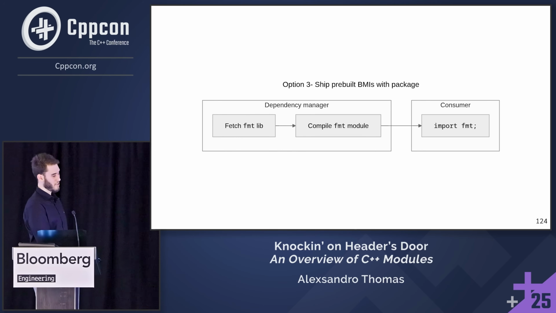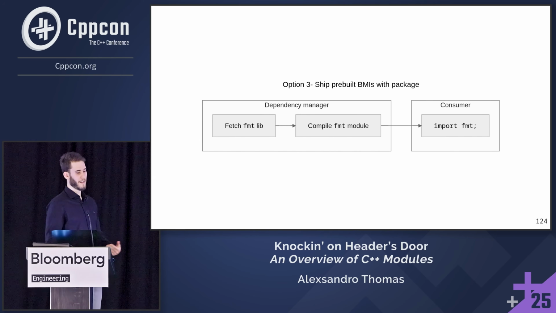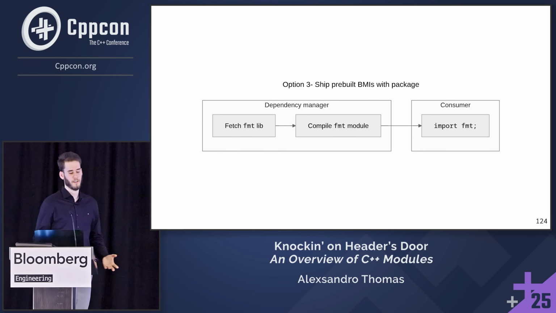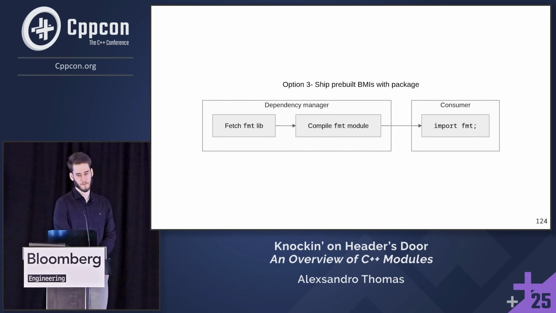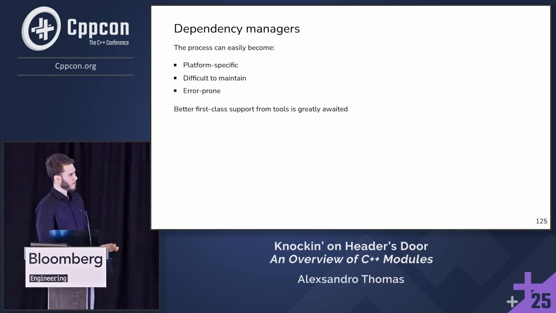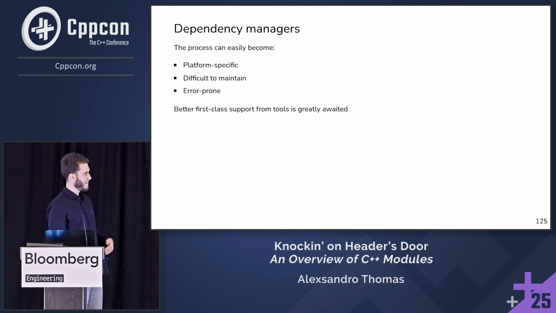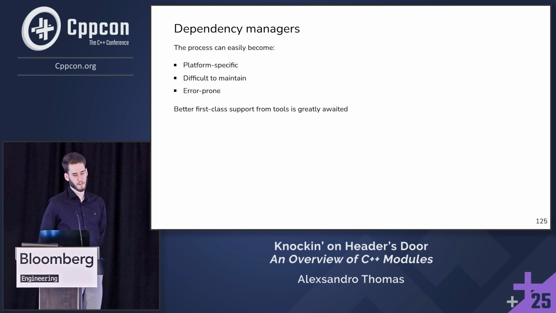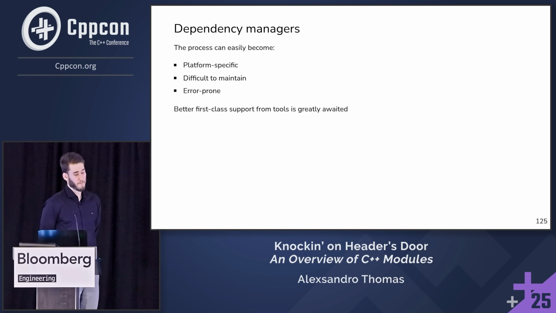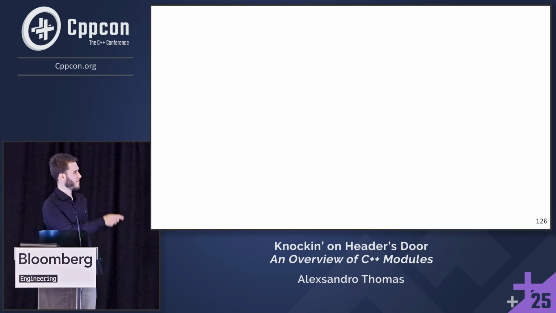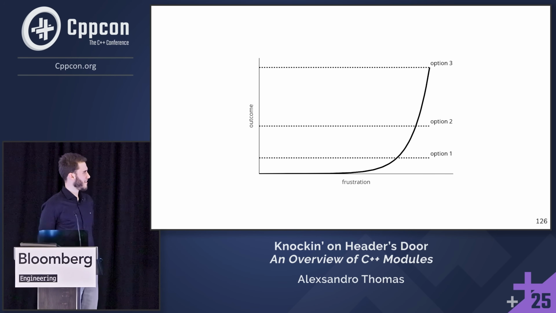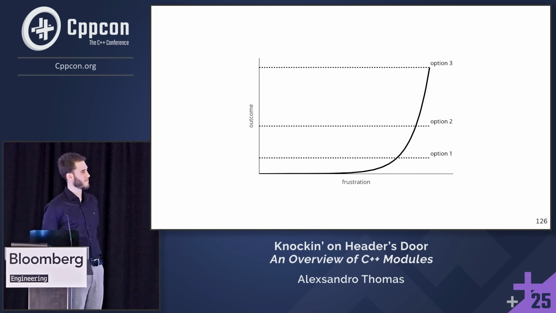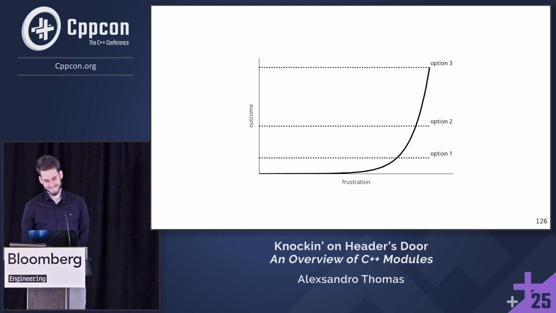And the third option, which is the best in terms of usability, is just tell your dependency manager to fetch that lib. It will fetch a lib, compile that module, and then just give you the ability to import the library that you want to utilize. But there's a problem here. All of this process can easily become very platform-specific, difficult to maintain, and error-prone if you're doing it yourself. And you really need better first-class support from tools, because currently, only really the first option is what you can achieve. But even achieving the first option is very difficult. I very deterministically created this graph showing my journey through trying to get all of these three options working, so I don't recommend it.